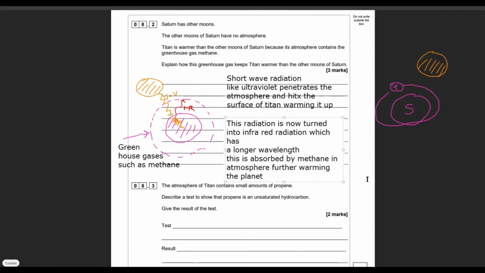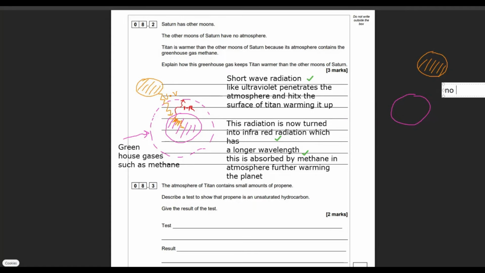And it is absorbed by the greenhouse gases such as methane or carbon dioxide. In this case, it's Titan, so it's methane. And this warms up the planet. And we call that global warming or the greenhouse effect. And that's how it works on the Earth as well. But the majority of the greenhouse gas on the Earth is carbon dioxide, the main greenhouse gas.